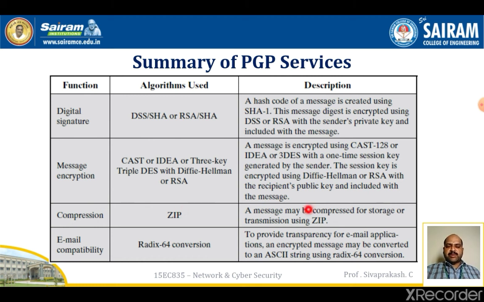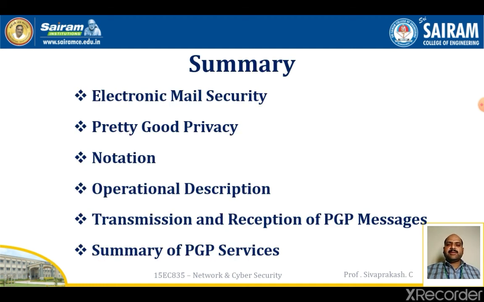A message may be compressed for storage or transmission using zip. Then email compatibility uses a radix 64 conversion method, which provides transparency for email applications, as encrypted messages may be converted to ASCII strings using radix 64 conversion. In such a way, we have come to the conclusion summary of this video.